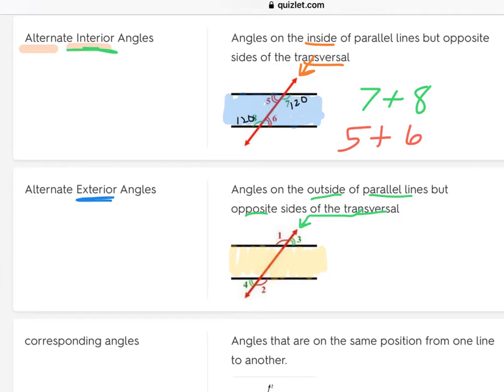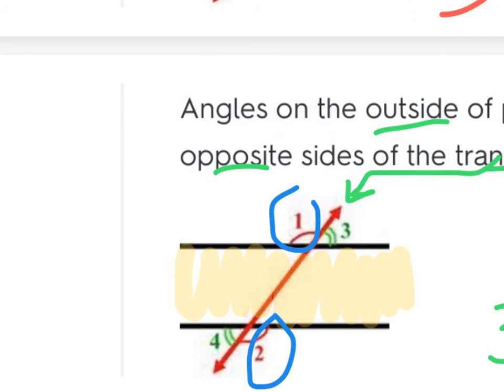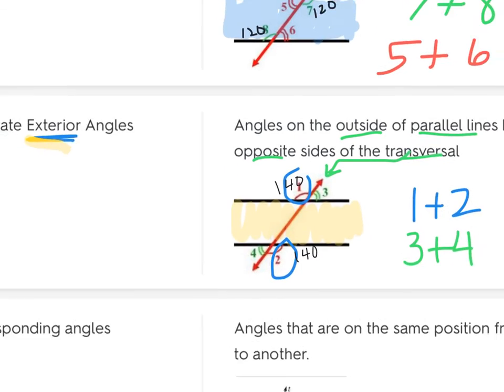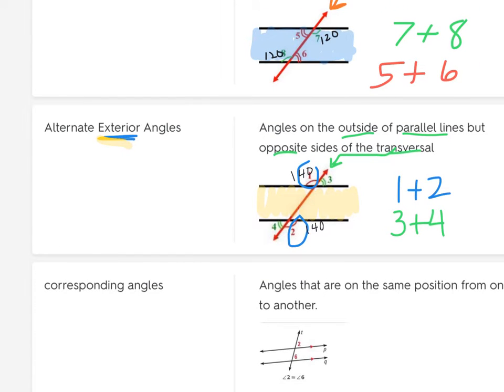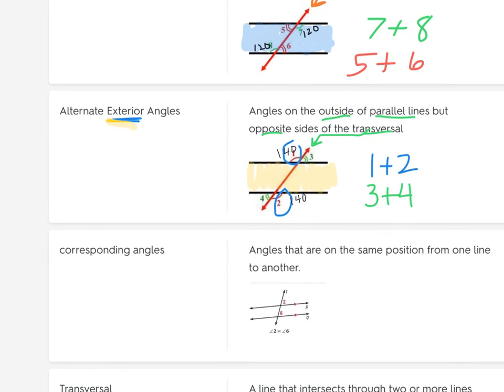Okay, so we're on exterior now. So now we look on the outside of the parallel lines. So 1 and 2 are alternate exterior angles, and so are 3 and 4. 1 and 2 are congruent. So if angle 1 was, let's say, 140 degrees, then angle 2 would be 140 degrees. So alternate exterior angles are located on the outside of the parallel lines and opposite or alternating the transversal, and they are congruent.